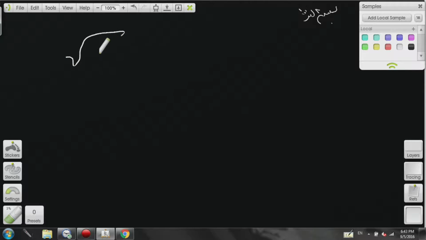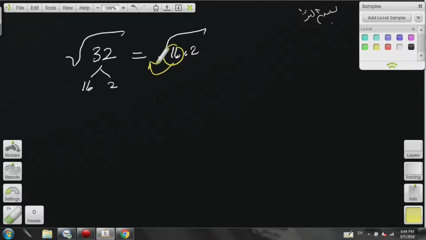How about this one? Square root of 32. Can we simplify this any? What goes into 32? Well, 32 is 16 times 2, and 16 is a perfect square, right? That's 4 times 4. So you can rewrite this as 16 times 2 if you want to. And then you can say, well, 16 will come out as a 4, and then this 2 will remain inside. So square root of 32 can be simplified to 4 square root of 2. Okay?